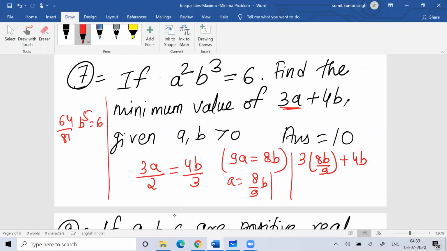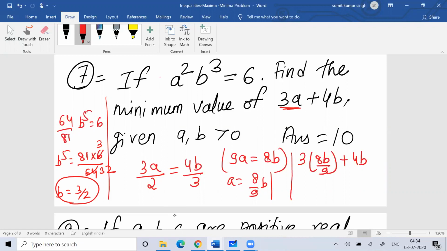So to find the minimum value, 3a by 2 will be equal to 4b by 3. So 9a is equal to 8b. So a is equal to 8 by 9 b. So a square would be 64 by 81 b square into b cube. So I can write b to the power 5 is equal to 81 into 6 by 64. This is 81 into 6, which I can write as 3 to the power 4 into 3 over 2 to the power 5. So the b value you got is 3 by 2.